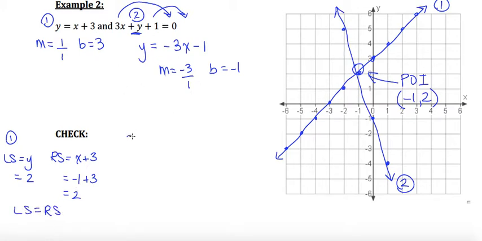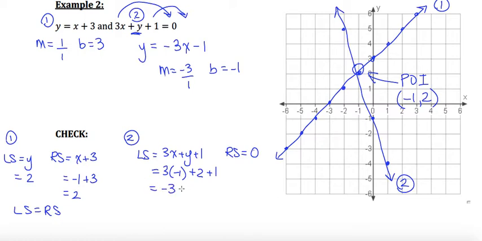So then I'm going to do it for equation 2 as well. Left side is equal to 3x plus y plus 1, and my right side is 0. So my left side is 3 times negative 1 plus 2 plus 1. 3 times negative 1 is negative 3. 2 plus 1 is 3, and negative 3 plus 3 is 0. Left side also equals the right side, so it works for both of my equations, which is what I wanted to know. So therefore, my point of intersection is -1, 2.